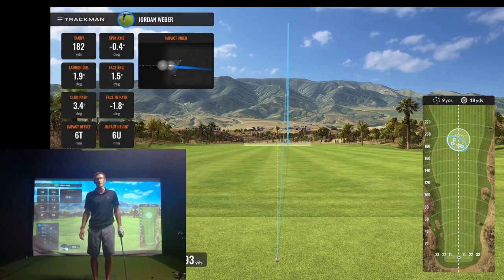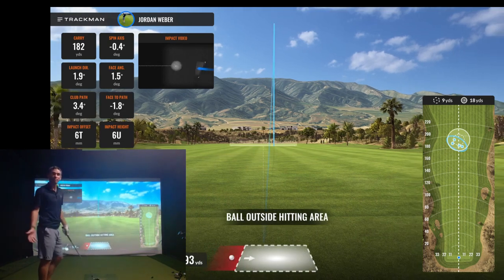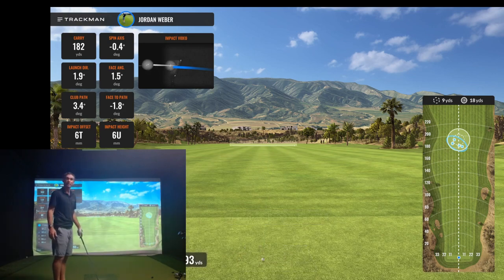Hi everyone. Today I'm going to teach you how to hit a draw using TrackMan Simulator. Right now I'm on the range and I'm going to show you the data parameters I look at when I'm working on hitting a draw, and maybe give you some tips and clues as to why it's hard for you to hit a draw.